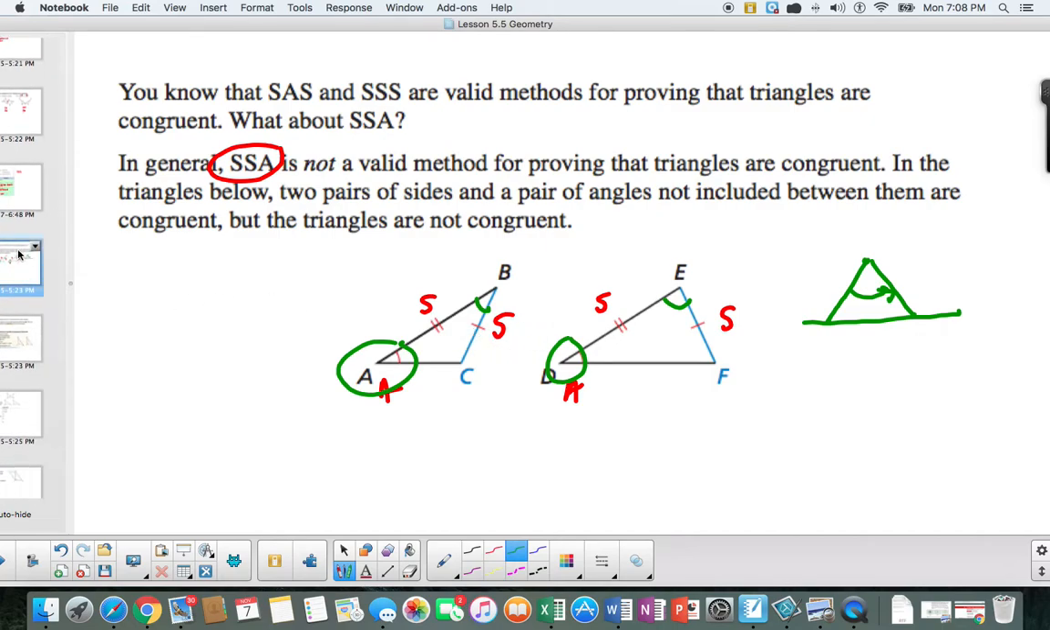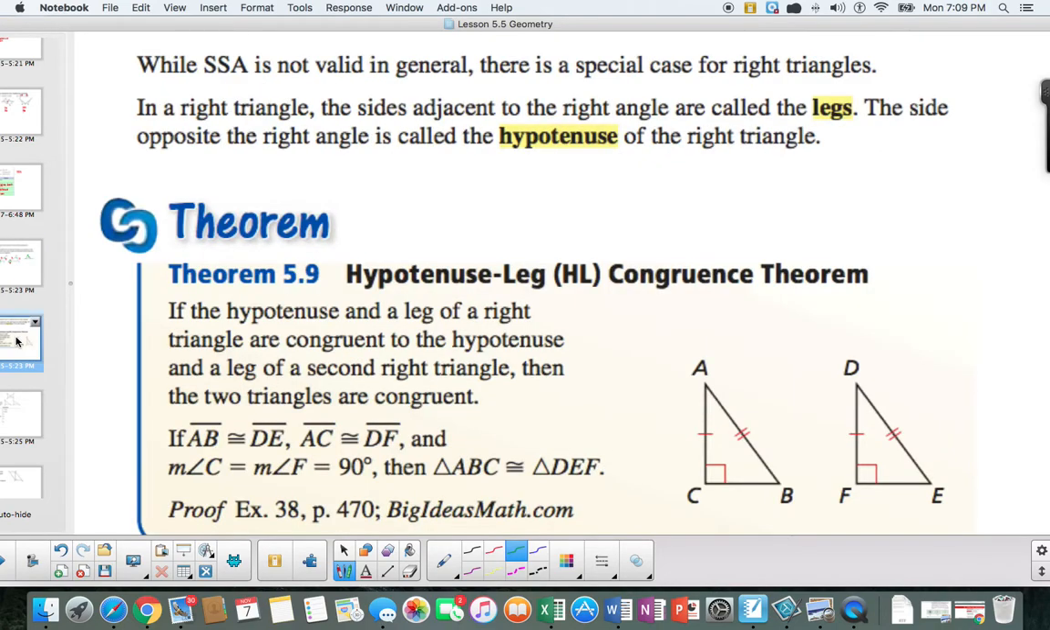What happens if that angle is not allowed to swing and we make it a right angle right here? If we make it a right angle, then this side doesn't have that opportunity to swing and it stays right put. Now this is called the hypotenuse leg congruence theorem. And we use the words hypotenuse and leg when we're working with a right triangle. And we have to have this right angle in order for that to work.